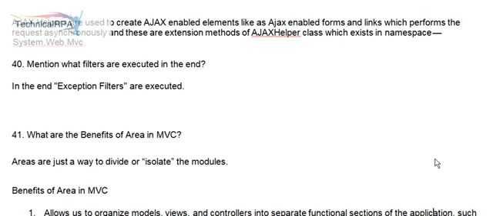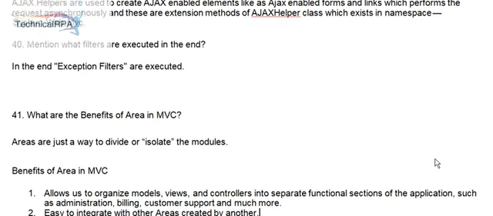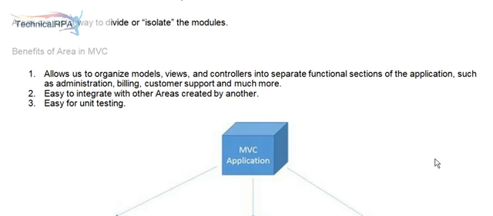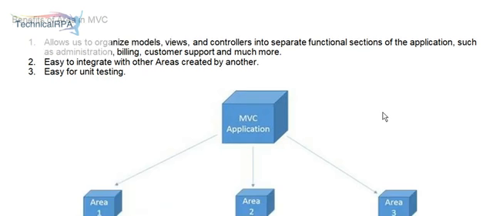41. What are the benefits of area in MVC? Areas are just a way to divide or isolate the modules. Benefits of area in MVC: 1. Allows us to organize models, views, and controllers into separate functional sections of the application, such as administration, billing, customer support, and much more. 2. Easy to integrate with other areas created by another team. 3. Easy for unit testing.